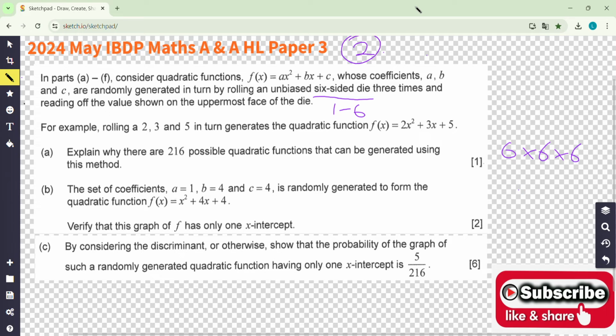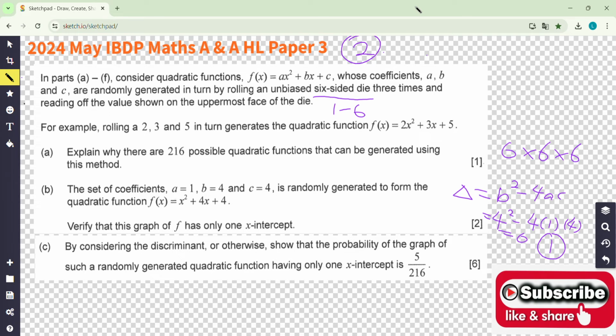And then show that there is only one intercept. It's a guide question for question C, okay? So remember b squared minus 4ac equals 0. And then they want to show that there is only one intercept. So assume you don't know what this is. Plug in the data: 4 squared minus 4 times 1 times 4. Bingo, 0. So one intercept. So following this concept, b squared minus 4ac equals 0.